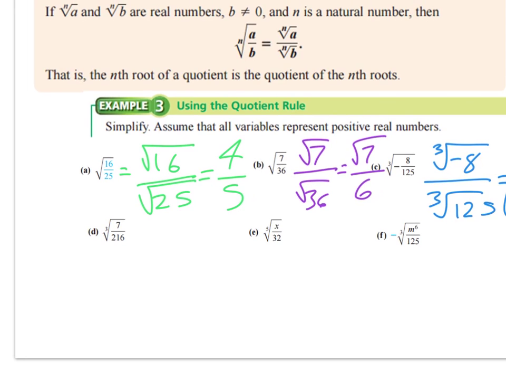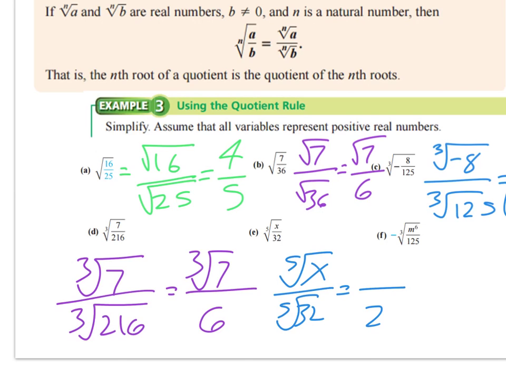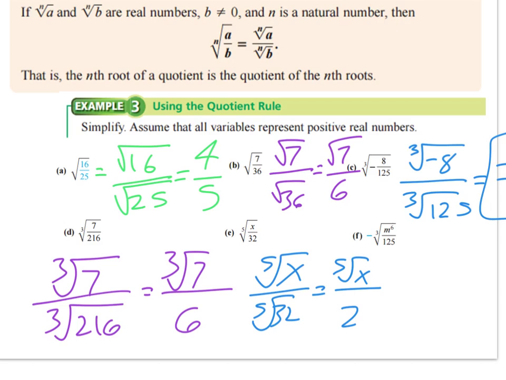Now if we look at the cube root of 7 over 216, we can't do anything with the cube root of 7, but we can cube root the 216. That will give us 6. So we get the cube root of 7 over 6. And we get a variable here, so we'd have the fifth root of x over the fifth root of 32, and the fifth root of 32 is 2, so the fifth root of x over 2.